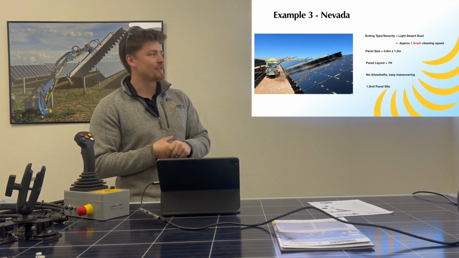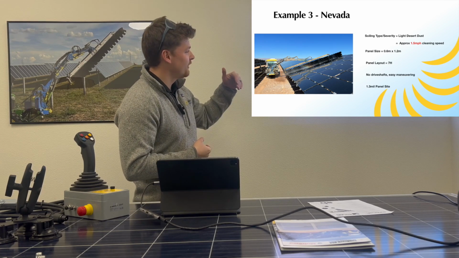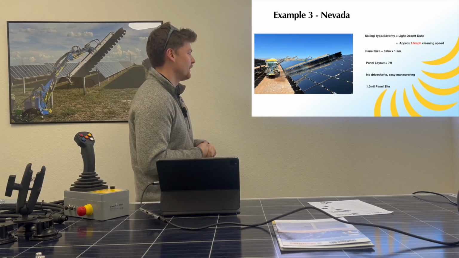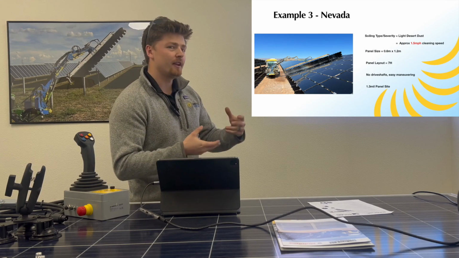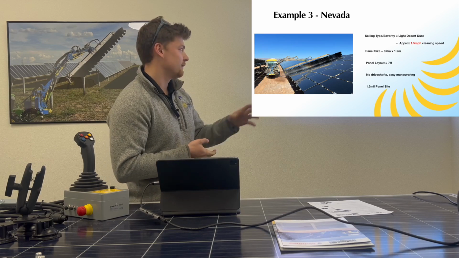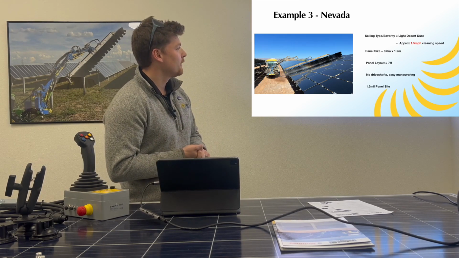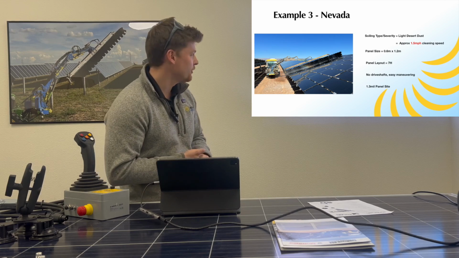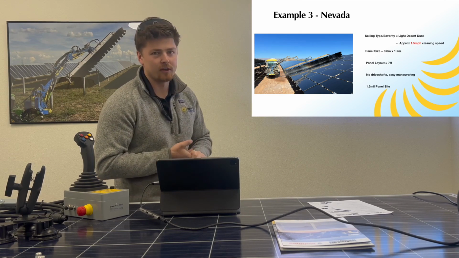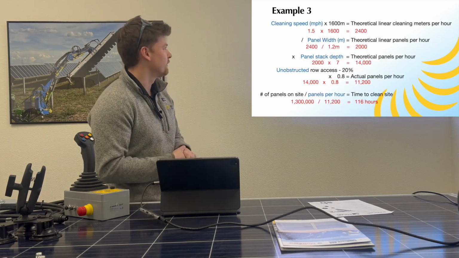Now, a slightly different type of site here. This was just north of Las Vegas, here in Nevada. We've got a 7 in horizontal site, and it's a huge 1.3 million panel site. Now, the soiling was fairly light, and the cleaning speed was around 1.5 miles per hour. The panels were 0.6 by 1.2, and the panels were a stack of 7, and there were no drive shafts, with pretty easy maneuvering. Of course, we can plug that info in.